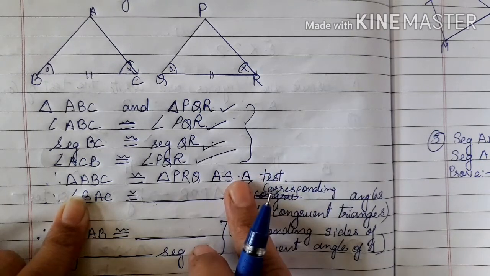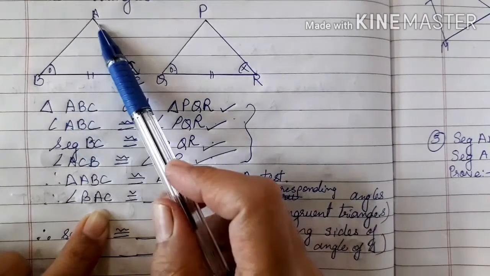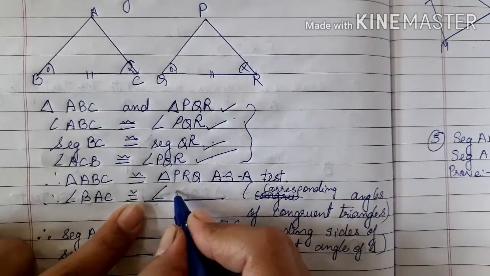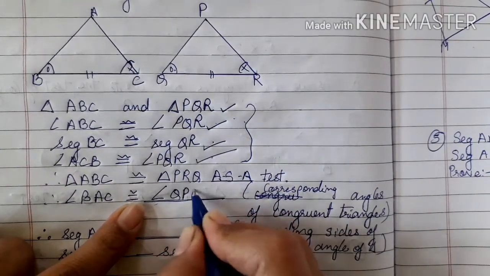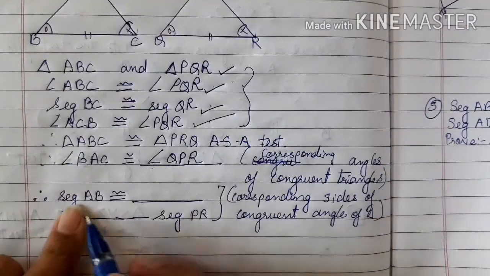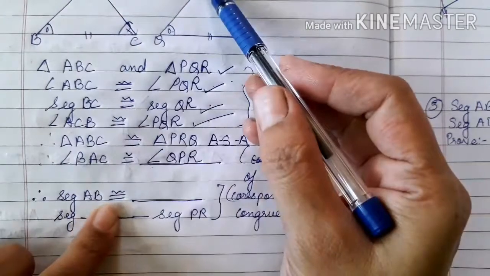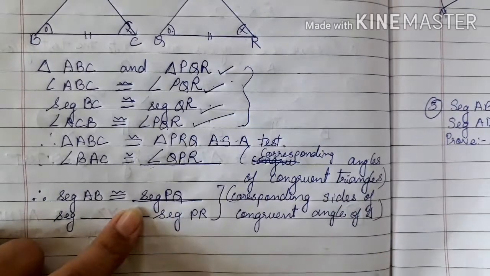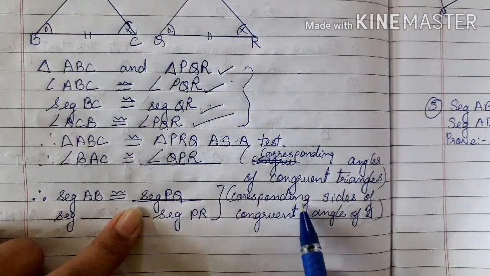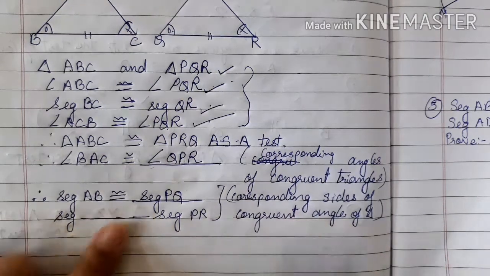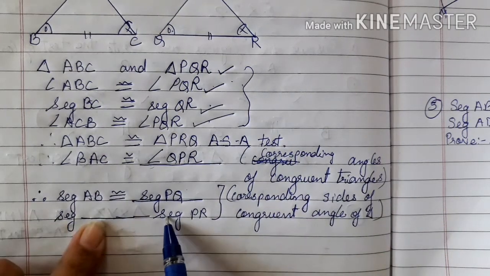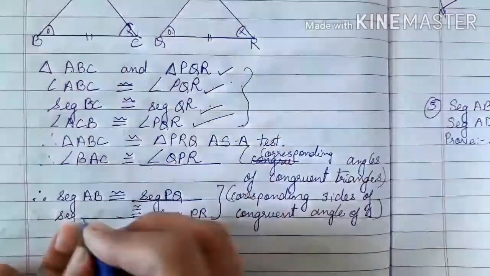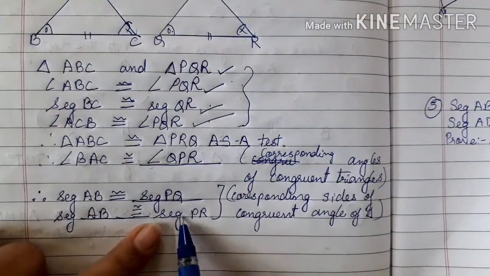Okay, so in this, angle BAC is congruent to which angle? Angle QPR. So write it, angle QPR. Right? Now segment AB is congruent to which segment? Segment PQ. Okay. Now they have given the reasons. You all have to understand these reasons in order to write the reasons. Now segment AC is congruent to which segment? PR. PR has been given. So segment AB is congruent to segment PR.